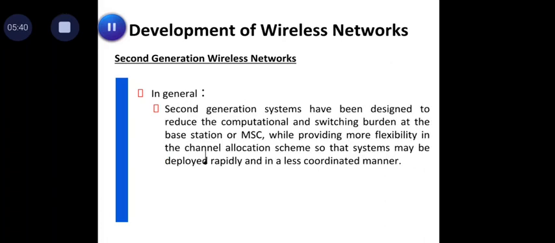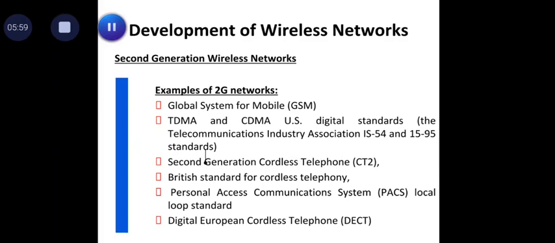In general, the second generation systems have been designed to reduce the computational and switching burden at the base station or MSC while providing more flexibility in the channel allocation scheme so that systems may be deployed rapidly and in a less coordinated manner. So now let's see the examples of second generation networks.